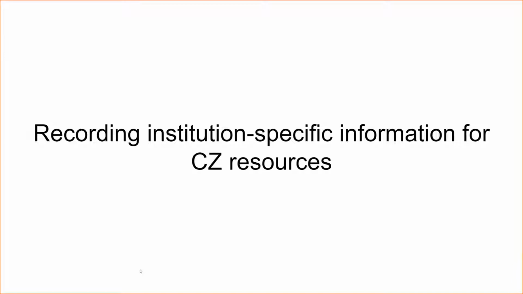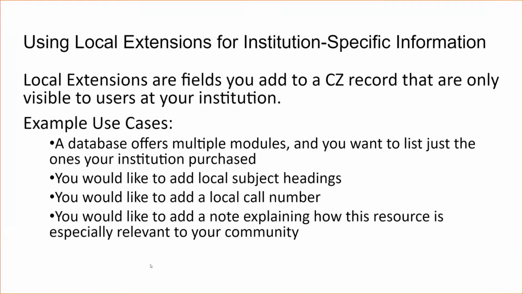So thus far, we've been very clear on the point that when you edit a CZ record, you edit it for everyone. So you shouldn't make changes that will only be correct for your own institution. You should make changes that will be good for everybody. So what do you do when you need to record institution-specific information about your CZ resources? Next slide, please. You can use local extensions for institution-specific information.